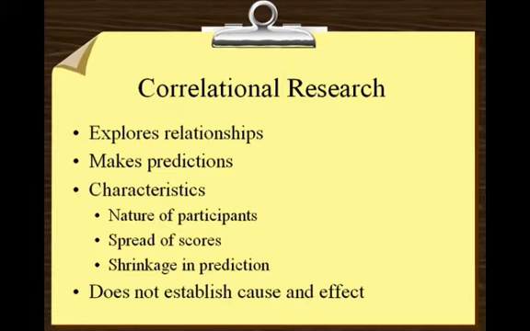And descriptive research, or excuse me, correlational research is based on the characteristics of the nature of the participants, the spread of scores, and the shrinkage and prediction. Now, the nature of the participants, what we're talking about there is some of the participants just might be more like one another because of who they are. Some kids are more like one another, and other kids are like kids, but they're not like adults. If we did the exact same test with adults versus kids, there probably wouldn't be a relationship there.